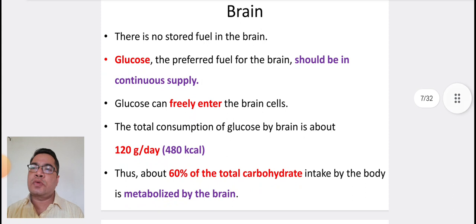There is no stored fuel in the brain. Glucose, the preferred fuel for the brain, should be in continuous supply. Glucose can freely enter the brain cells. The total consumption of glucose by brain is about 120 gram per day, that is 480 kilocalories. Thus, about 60% of total carbohydrate intake by the body is metabolized by the brain.